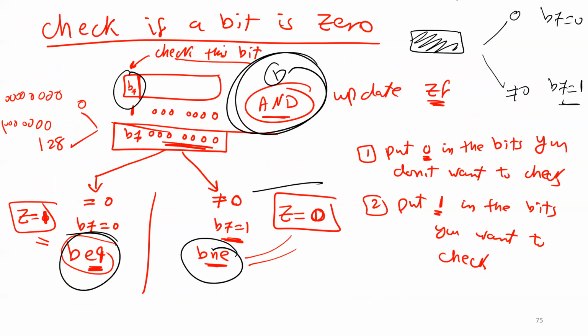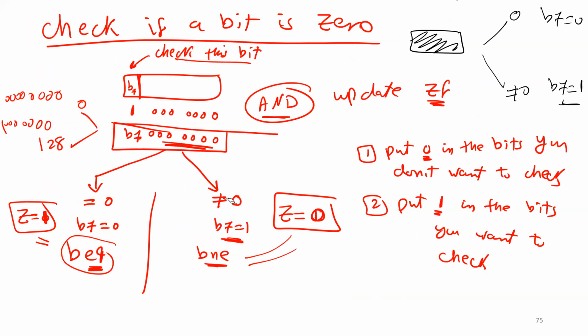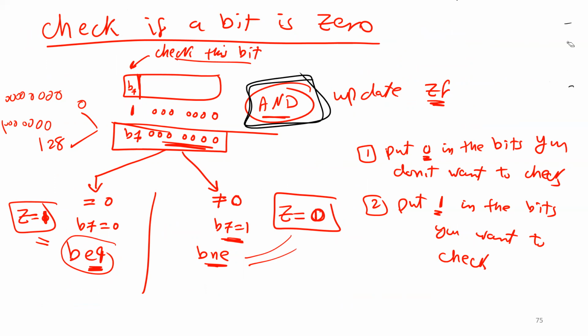So this is how I'm going to give you examples, okay? But this is how you have to do it if you want to use logic AND. If you want to use logic AND, you have to do it this way. I'm going to show you examples, okay, guys? So the way you have to do it: the bits you want to check, you have to put 1, and the bits you do not check, you have to put zeros.